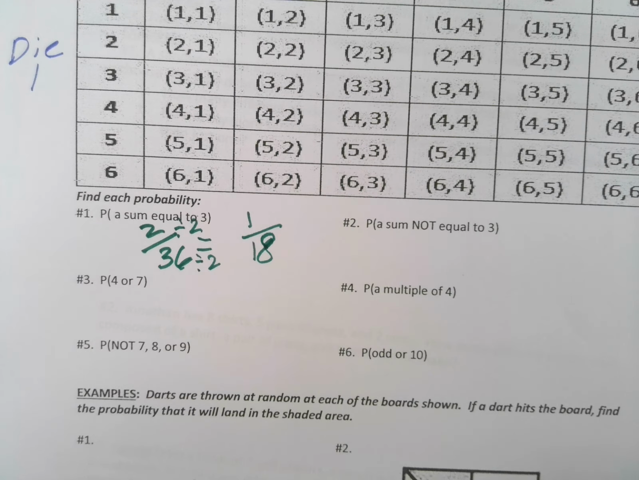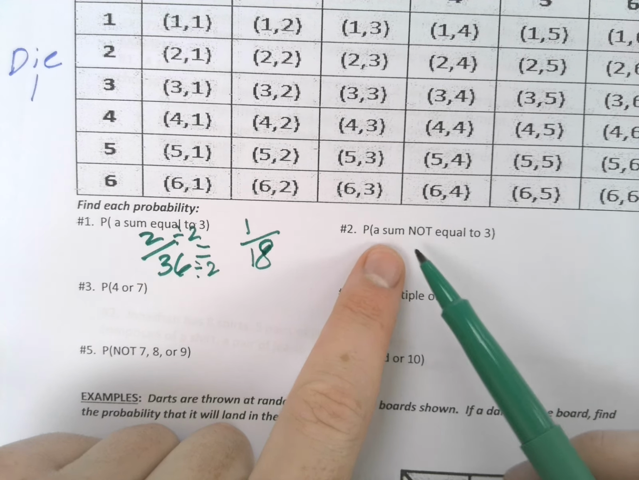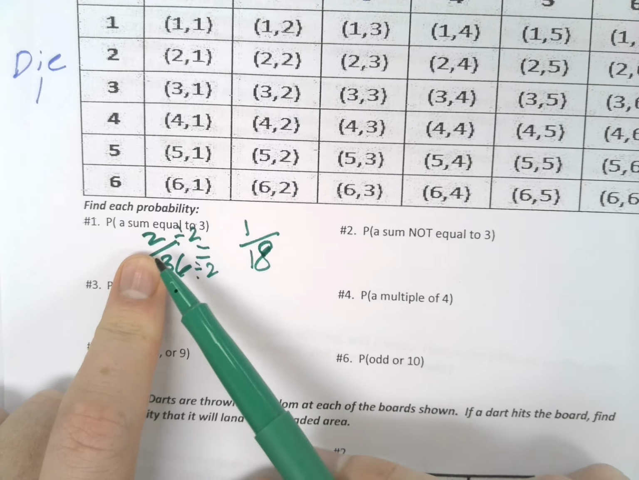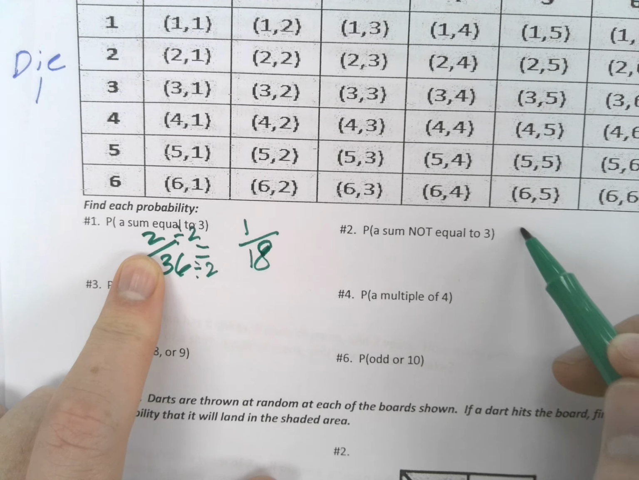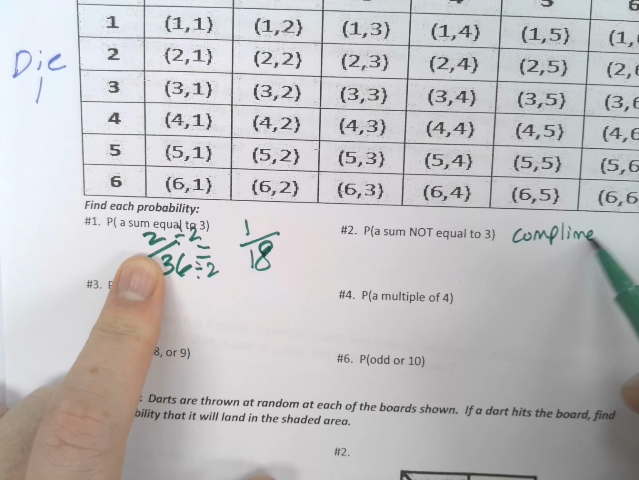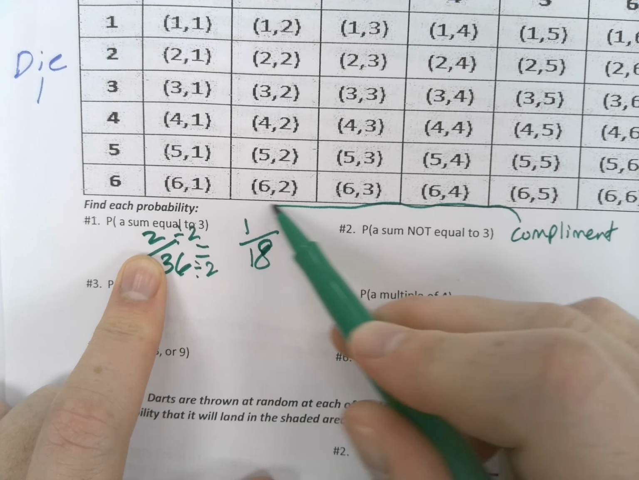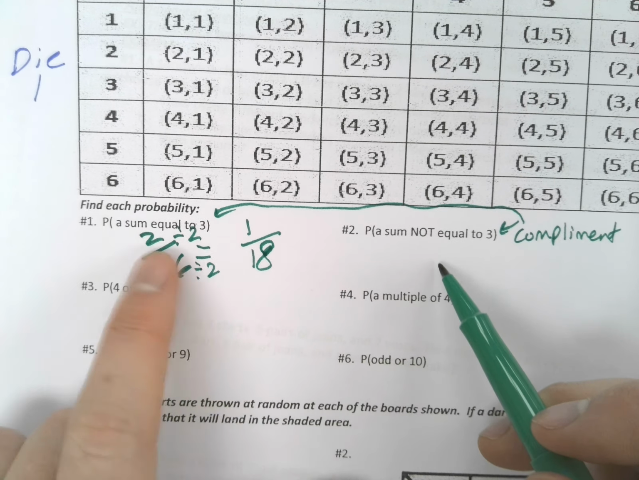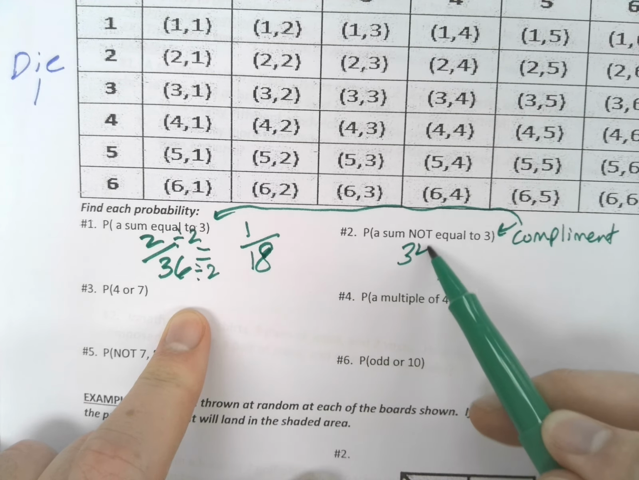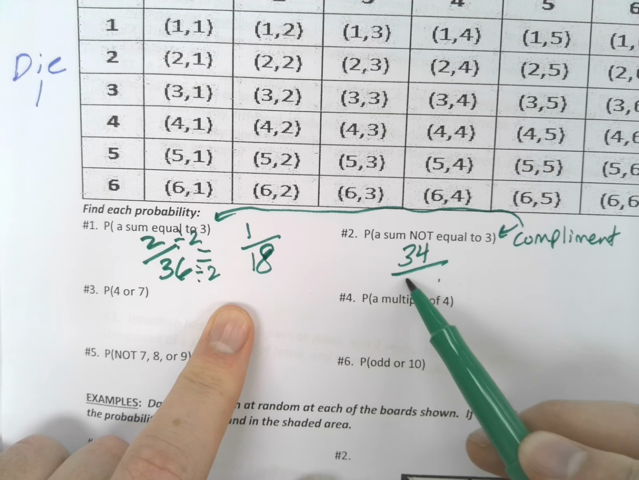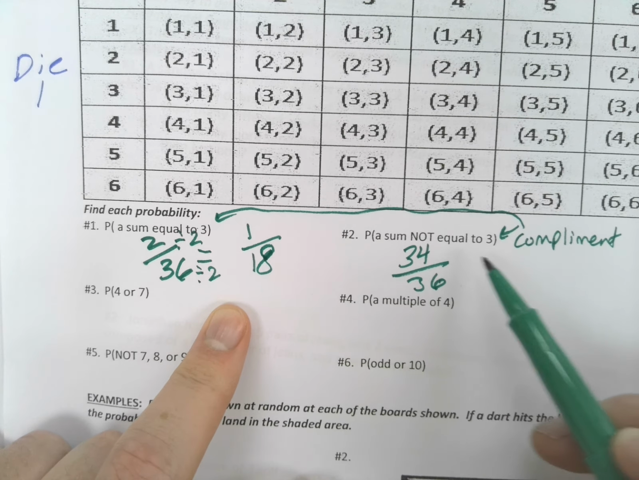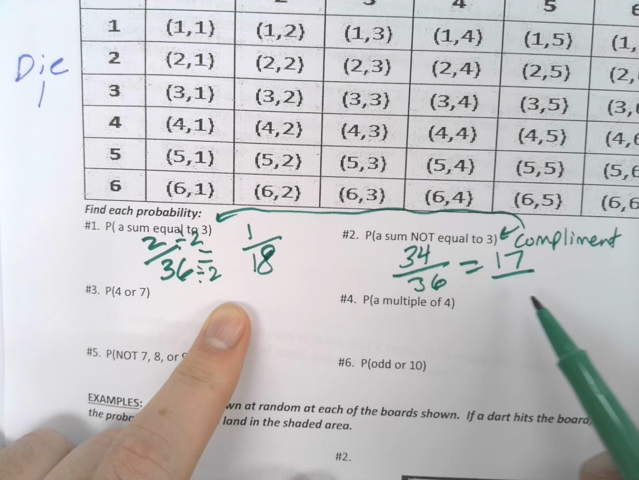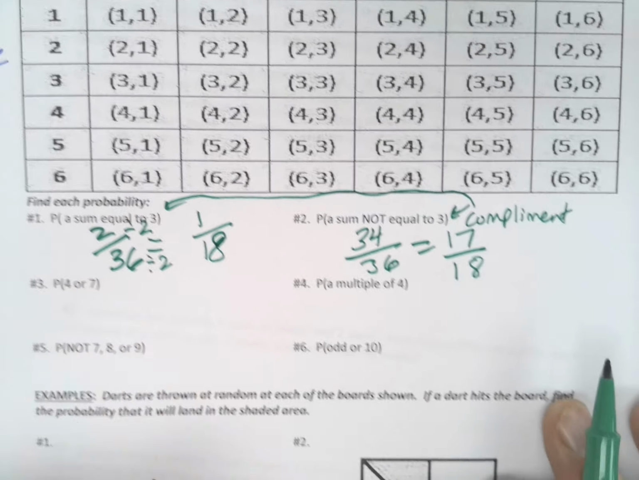How about, on the flip side of things, if we were to roll 2 die, what are the chances that they don't add up to be 3? Well, we know that only 2 combinations add up to be 3. So this right here is the complement. We mentioned that word earlier. This is the complement of this problem. So if 2 out of 36 could be 3, subtract 2 from 36, that leaves you with 34 options that will not add up to be 3, which would reduce down, divide them both by 2, to 17 over 18.